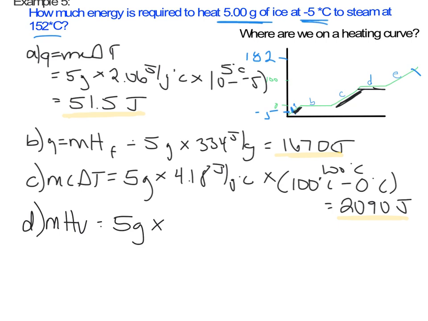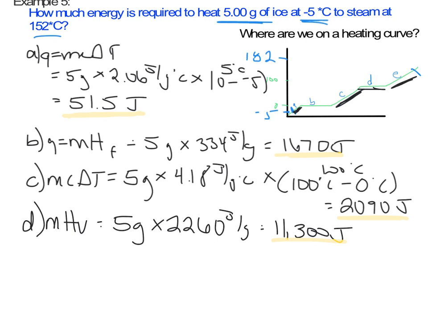The HV for water is 2,260 joules per gram. So we have to multiply those numbers. 5 times 2260 is going to give us 11,300 joules. So we're getting closer here. That's the heat energy it took to vaporize that 5 grams of water. Now we have the one last step, which is step E.